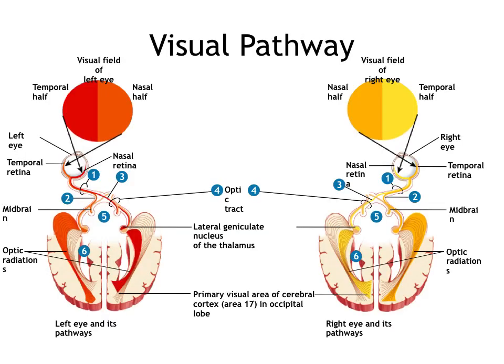So let's take a look at how this occurs within the visual pathways. So if we look at the right and the left eye, we have two distinct receptions within the retina coming from either the temporal half or the nasal half. This information will then be passed.